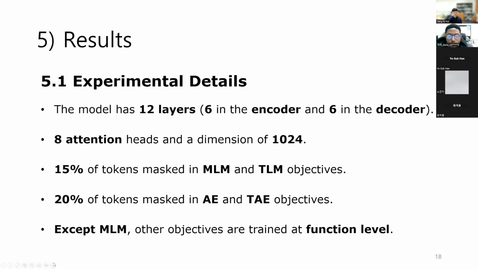15% of tokens are masked for MLM and TLM. 20% are masked for AE and TA objectives. Except MLM, all the objectives are trained at function level. Actually, the TransCoder, the baseline model, is originally trained at function level. We can only translate functions.